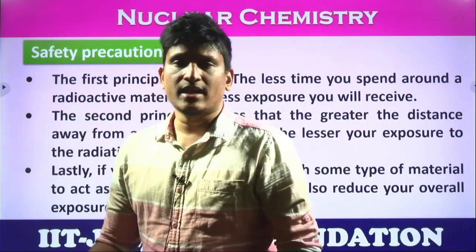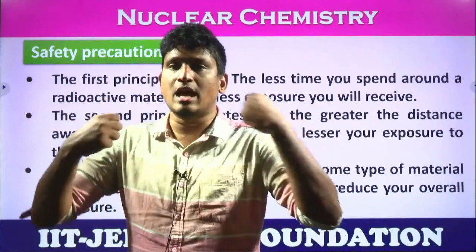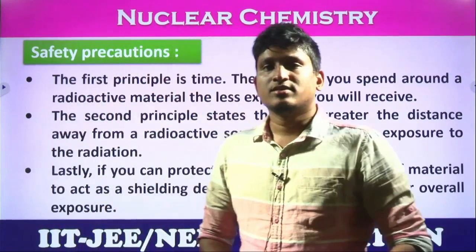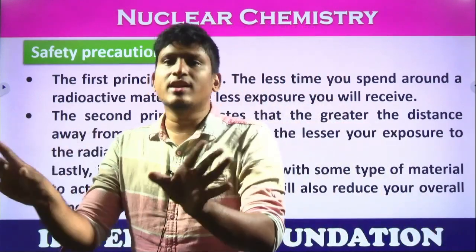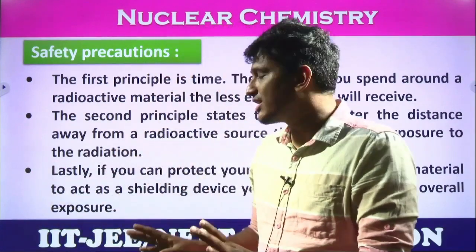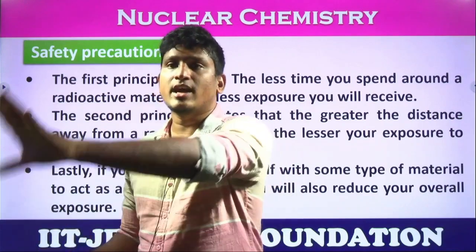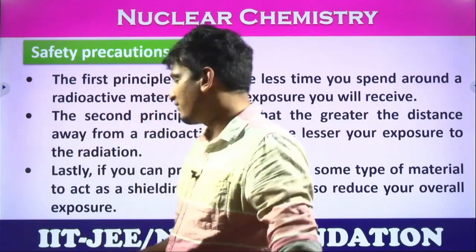Shielding device means, for example, wearing aprons, like the doctors wear. They have separate masks and a separate whole setup. With that, you can reduce the effect slightly, not completely, not 100%. Understood? So these are the precaution techniques you have to follow. If you know this is a radiation zone, don't play with this radioactive element, students.